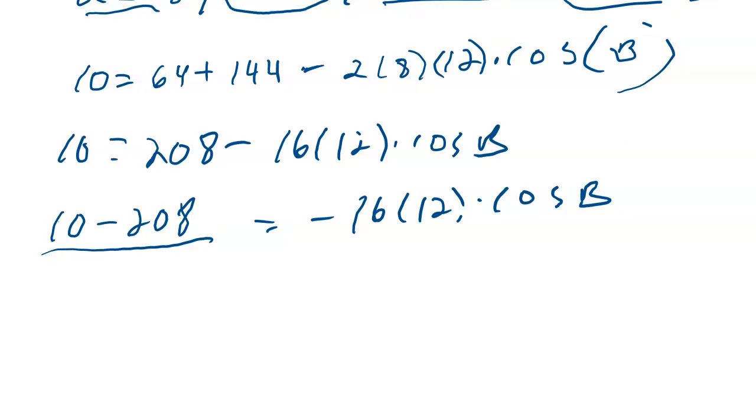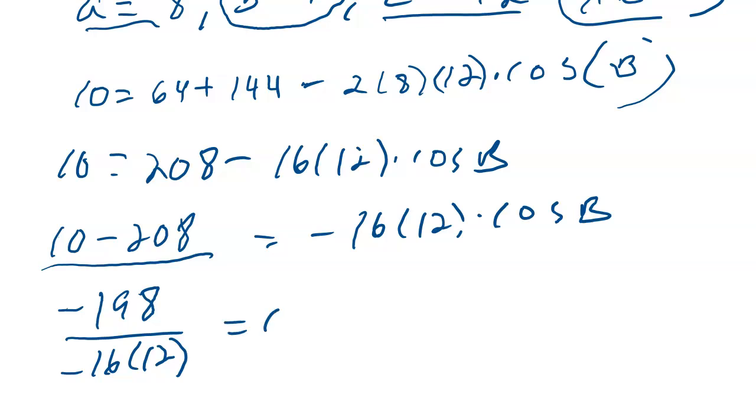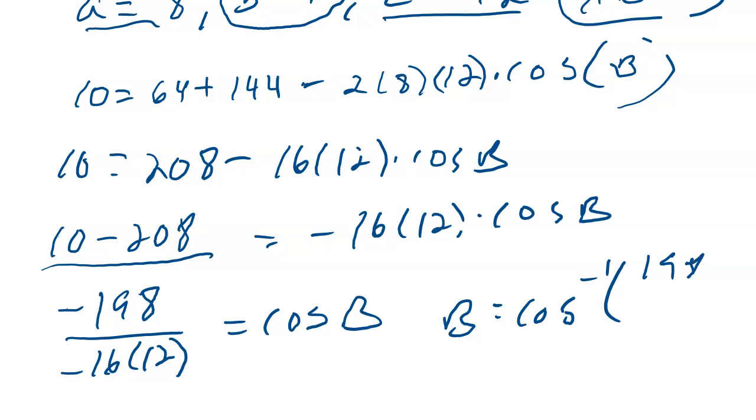And then I'm just going to continue here. I'm going to divide by negative 16 times 12. This is negative 198. 198 divided by negative 16 times 12 is equal to cosine of B. So B is equal to the cosine inverse, or arc cosine, of 198 over 16 times 12.